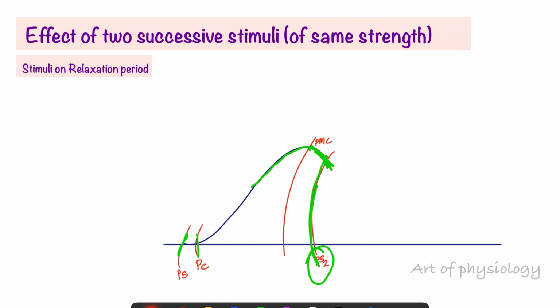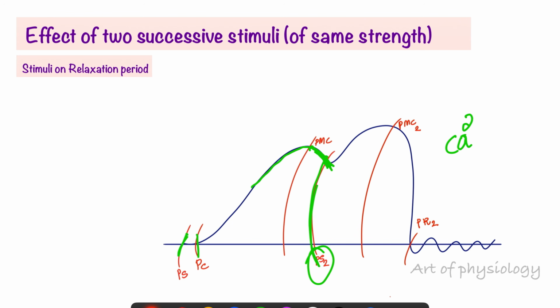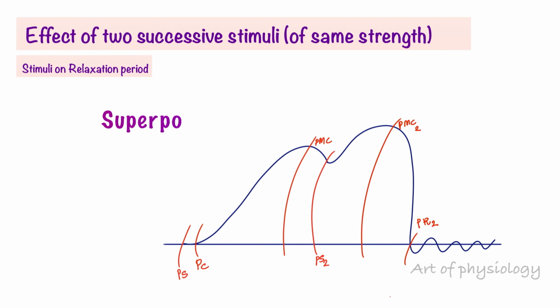During the relaxation period, most of the calcium will be taken up, but still calcium ions will be there. So if we are giving a second stimulus, this calcium ion will be taken up, and the second contraction is superimposed during the relaxation phase of the first one. So we will get a contraction again with more force. So that is called superposition. Here the second contraction is superimposed over the relaxation period of the first one. That is called superposition or superimposition.